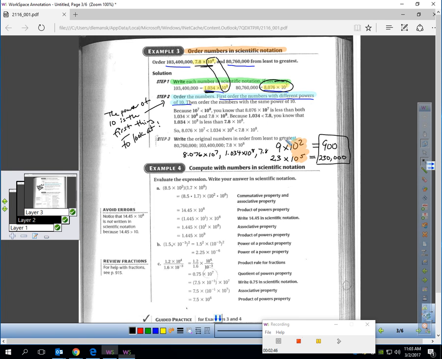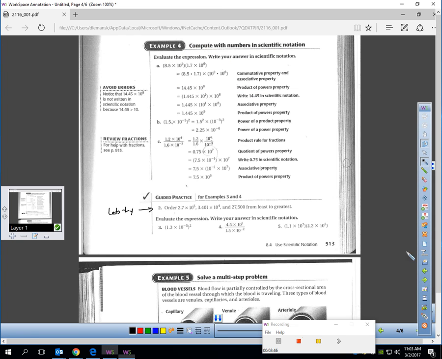Let me erase this stuff here. The 7.8 times 10 to the 8th would be the biggest number in the group, which is matching what the book wrote here. You have to look at the power of 10 to determine the order of least to greatest in scientific notation. The power of 10 is the big thing. The number in front breaks the ties.